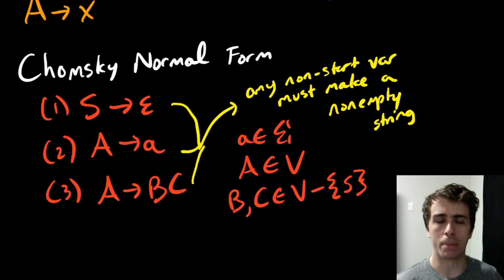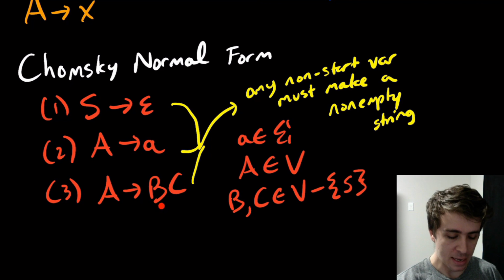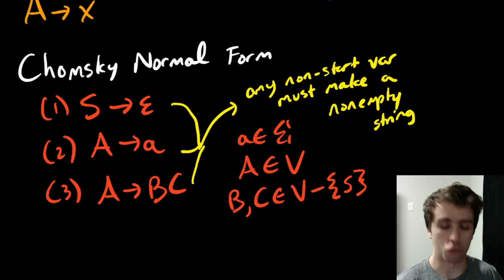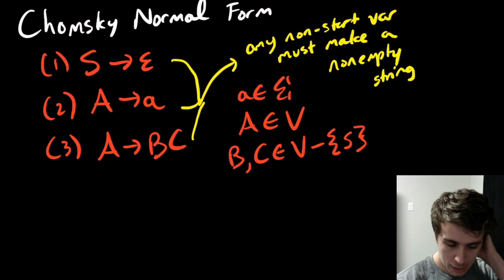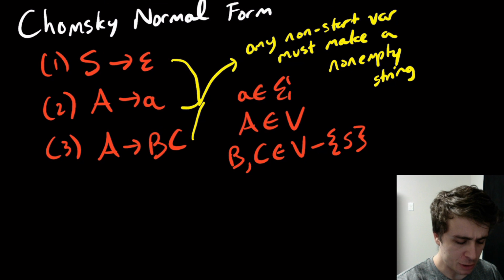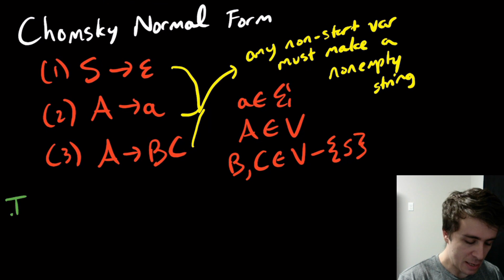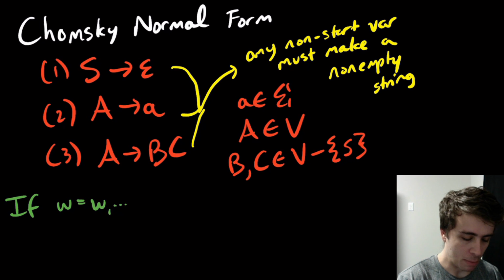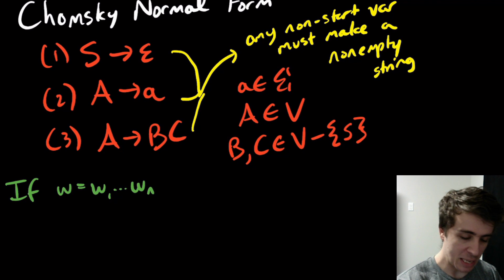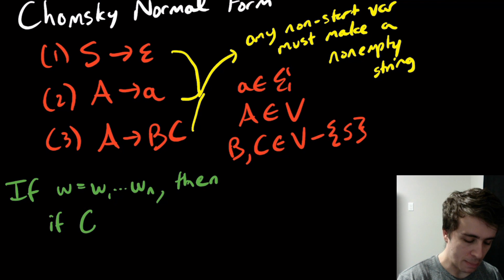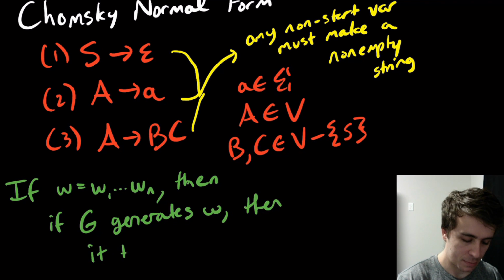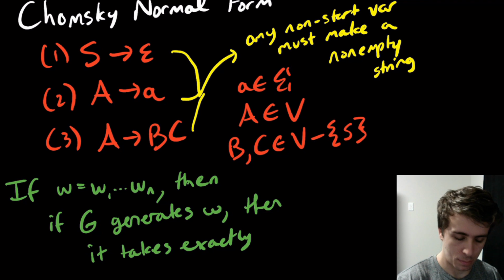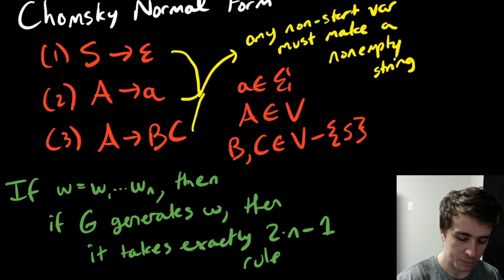So that's actually kind of important, because if I apply one of these rules right here, then if I want to actually make the string, then each of these two variables must make a non-empty string, which is kind of nice. Okay, one other thing that you can prove, and we may do on the channel at some point, but I'm not going to do it here, is if the string, which I'm going to call W, so remember it was W1 through Wn, so here I'm saying that the length of W is equal to n, then if the grammar, I'm going to call it G, generates W, then it takes exactly 2 times n minus 1 rules to do so.